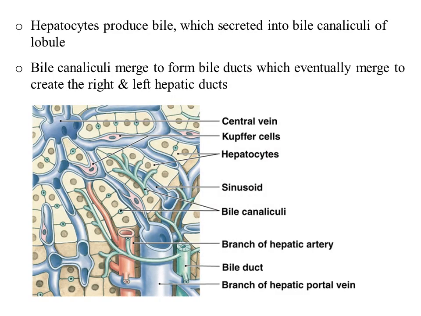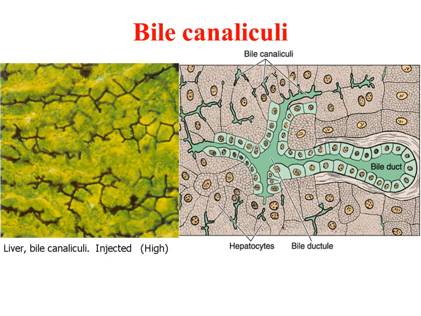Hepatocytes produce bile, which is secreted into the bile canaliculi. This is the passage of bile from the hepatocyte into the bile canaliculi, into the hepatic lobule, and after that into the bile duct, and then into the right and left hepatic ducts. This is the flow of bile from the hepatocyte. You can see here from the hepatocyte itself, the bile canaliculi, and then to the bile ductule. After that into the bile duct, and then to the right and left hepatic ducts.